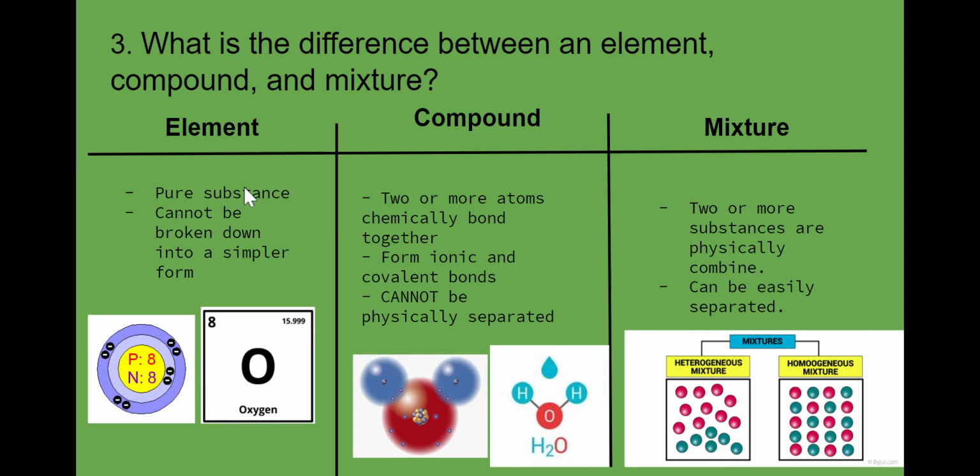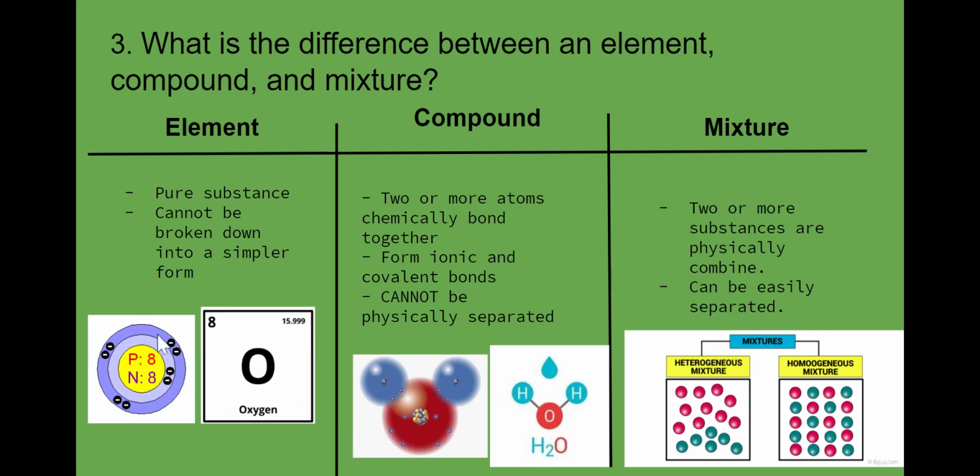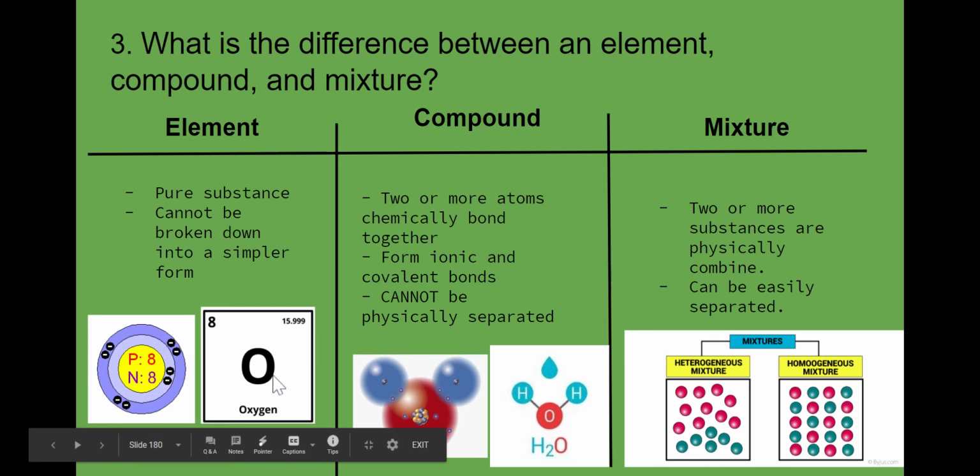So an element, remember elements were a pure substance. You can't break them down into a more simple form. It's as simple as it can get. It's just that one thing, right? That would be an atom of oxygen. It's as simple as it can get.